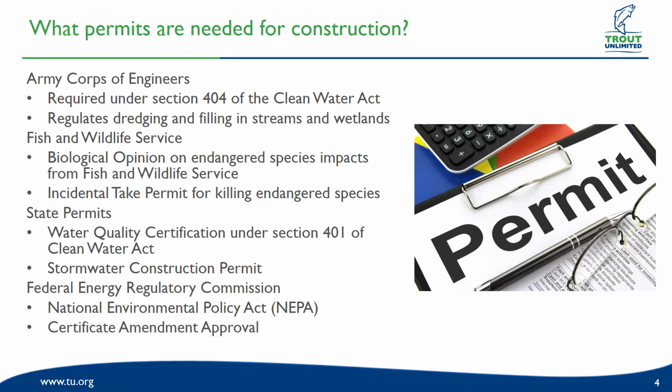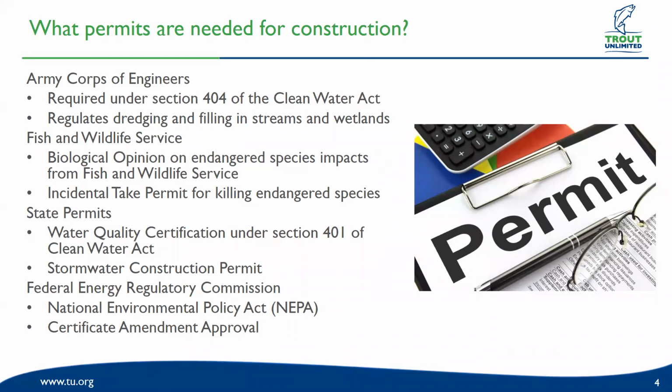In addition to the individual 404 permit from the Army Corps, they also need state permits from both the Virginia Department of Environmental Quality and the West Virginia Department of Environmental Protection. And in addition to those stream crossing permits, the 401 water quality certification, they also need stormwater construction permits. And those regulations are a little bit different between West Virginia and Virginia. And then the Federal Energy Regulatory Commission is the agency that signs off on the overall project and issues their certificate of need.